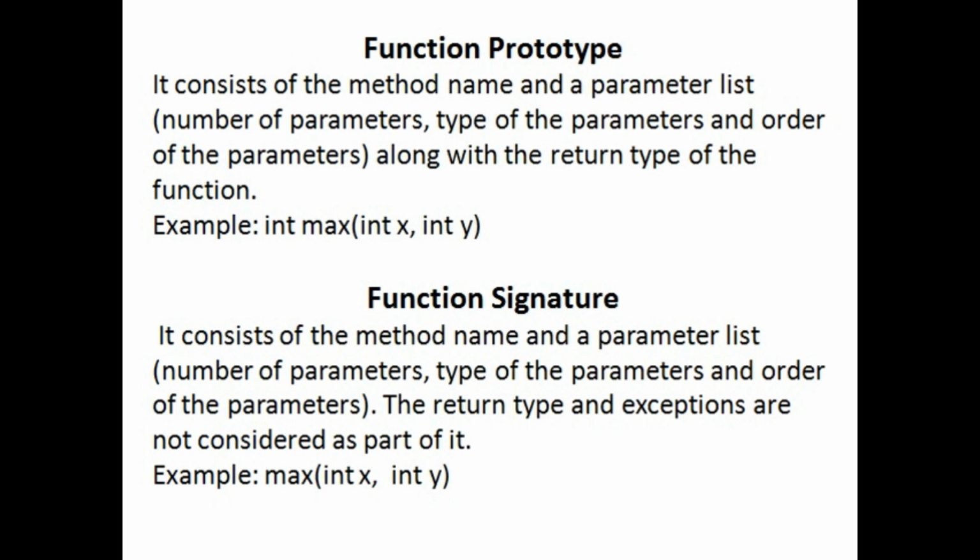Now, the function signature is a related term. Function signature basically refers to the number and type of arguments. That is, in the previous example, max(int x, int y) is the function signature. Please note that in function signature, we do not mention the return type.